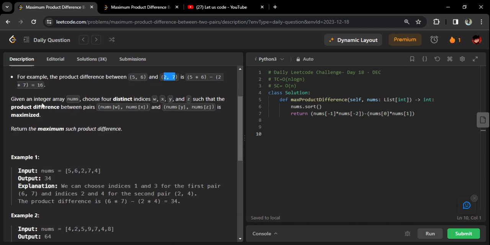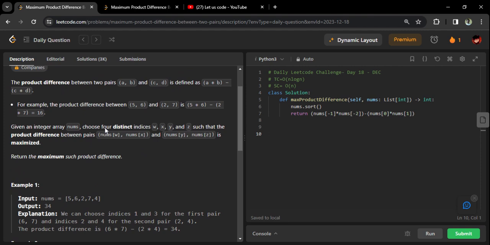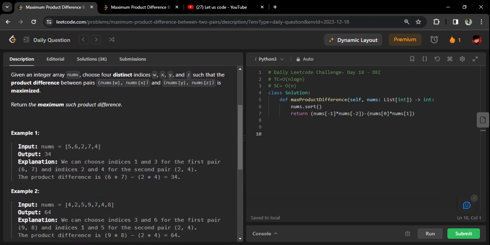So they are saying, given an integer array nums, here we are given an integer array in the input. Choose four distinct indices W, X, Y, Z. They should be distinct, they cannot be the same, such that the product difference between the pairs is maximized. They are trying to say that you have to select four indices such that when you do the product difference, that is number one times number two minus number three times number four, you get the maximized value.